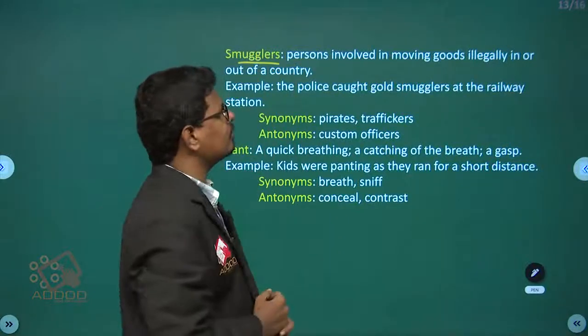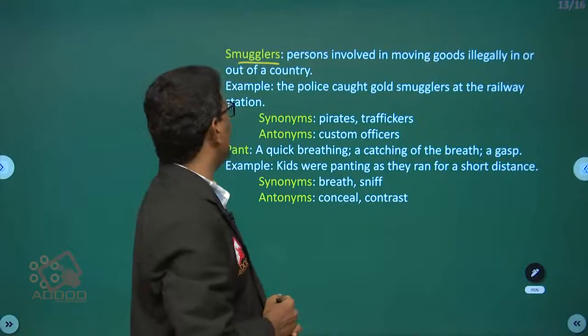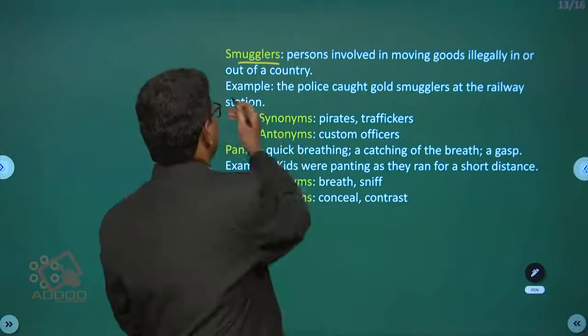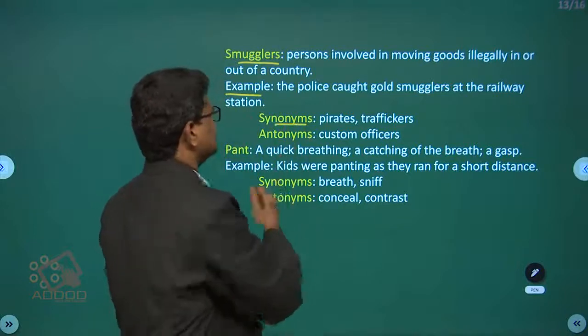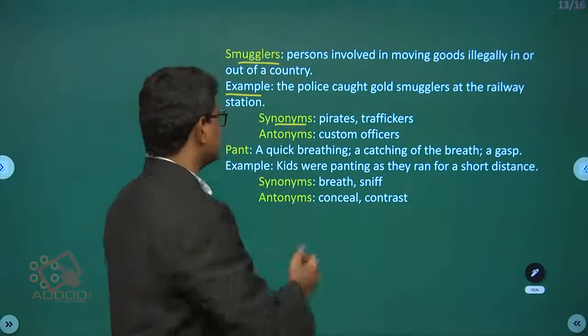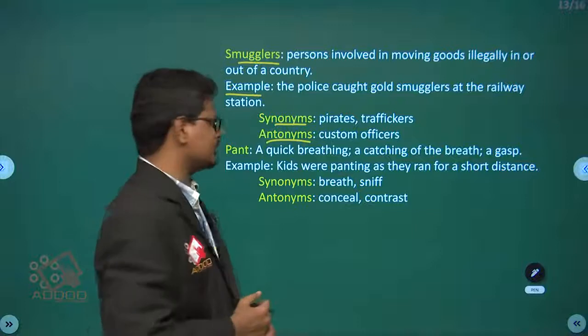Smugglers, persons involved in moving goods illegally in or out of a country. Example, the police caught gold smugglers at the railway station. Synonyms, pirates, traffickers. Antonyms, customs officers.